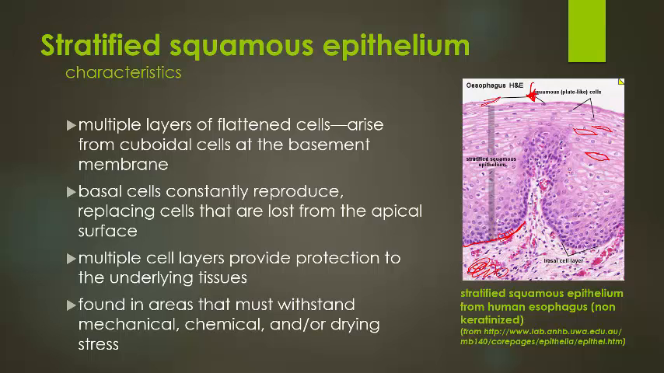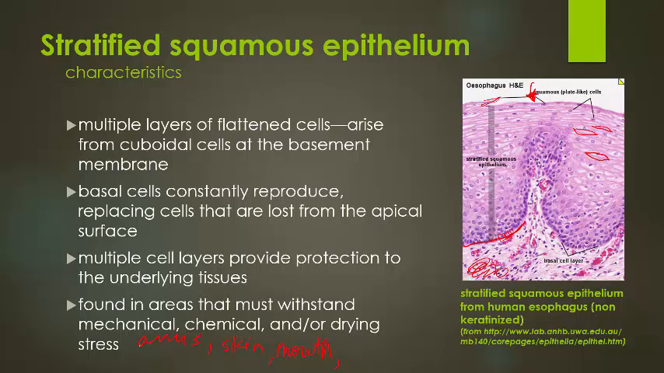And so we find stratified squamous cells in areas that require protection, either chemical protection, mechanical protection, so protection from being stretched or damaged in some way, or from drying out. And so locations we might see it are at the anus. I guess I forgot to give you suggestions. The skin surface, in the mouth. So when we did our cheek cells, we were scraping away at a stratified squamous epithelium.